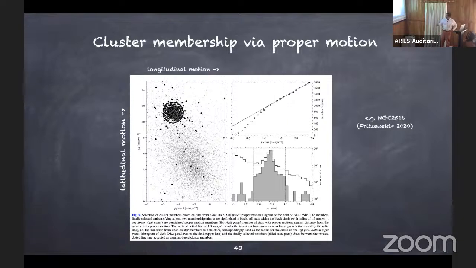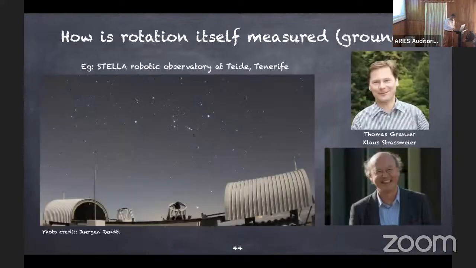Another way you can get the membership, of course, is with proper motions, right? This is the motion in declination and RA and dec. And of course, stars in a cluster move together. You should probably look at that screen because the resolution is better, but anyhow. The rotation, of course, is measured with telescopes, time series stuff.